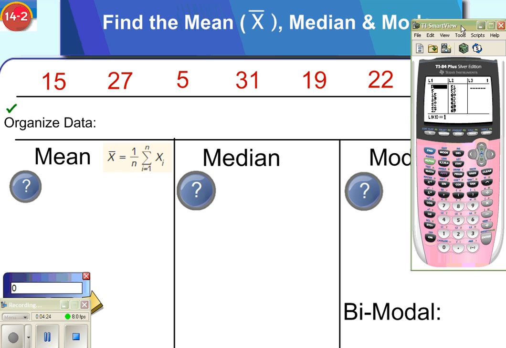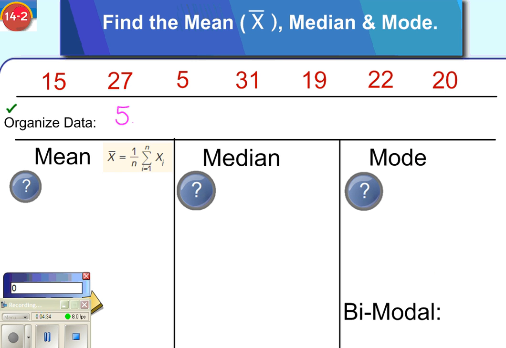Looks like I had an extra piece of data. I've got a number 1 in there, huh? And there is no number 1. So we are going to just kind of write down what we're seeing on the calculator that's organized for us. 5, 15, 19, 20, 22, 27, and 31. 7 pieces of data, all nicely organized.